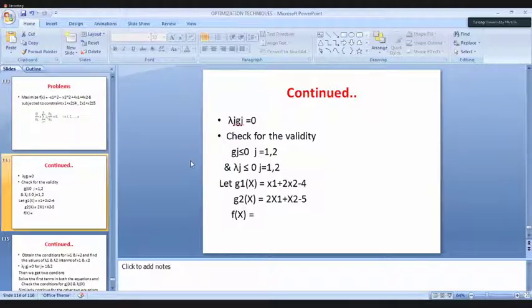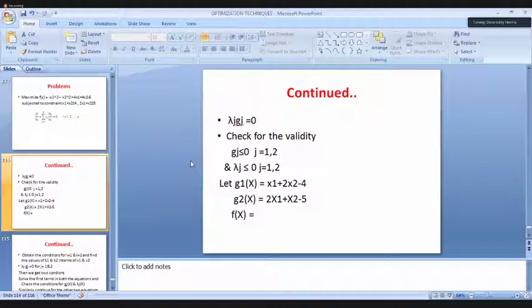Now lambda j gj equal to 0. Correct? This is the second condition that I need to check. Now, how many j values will I have here? J value will be varied from 1 to 2. How many equations do I get from this condition? 2. Very good. Write the 2 equations. One is lambda 1 g1 equal to 0 and another is lambda 2 g2 is equal to 0.